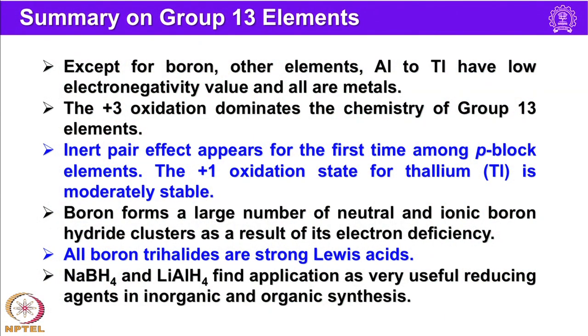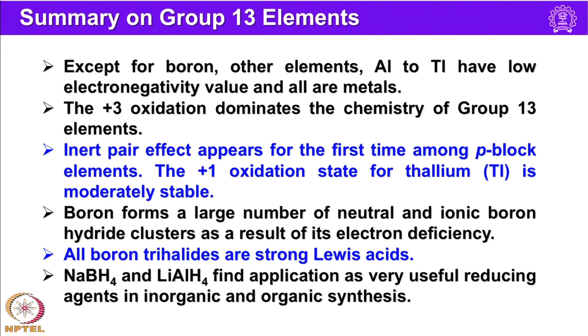So, let me summarize the chemistry we learned about group 13 elements. Except for boron, other elements such as aluminum to thallium have low electronegativity values and all are metals. The +3 oxidation state dominates the chemistry of group 13 elements. The inert pair effect appears for the first time among p block elements. The +1 oxidation state for thallium is moderately stable.